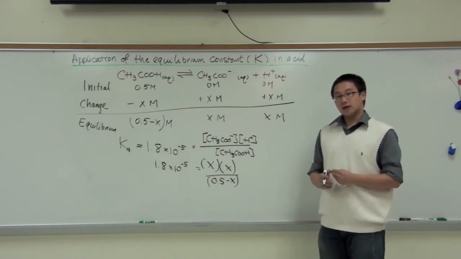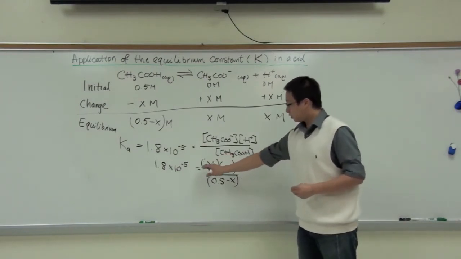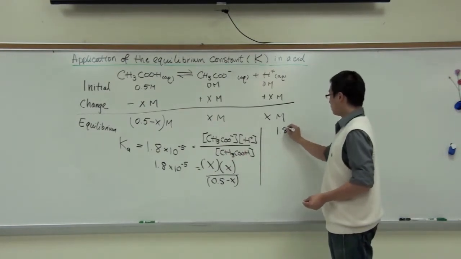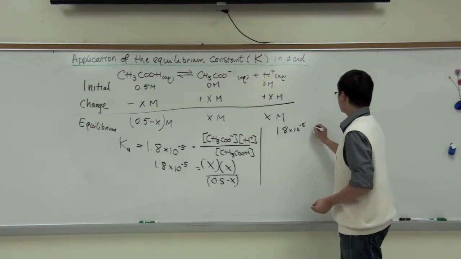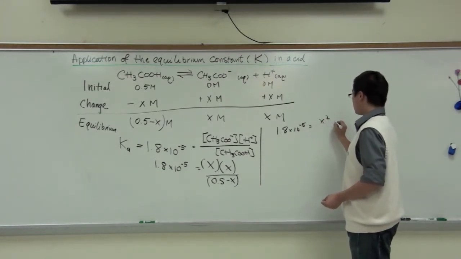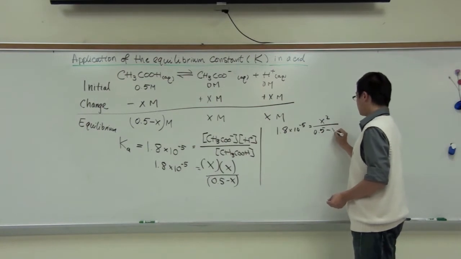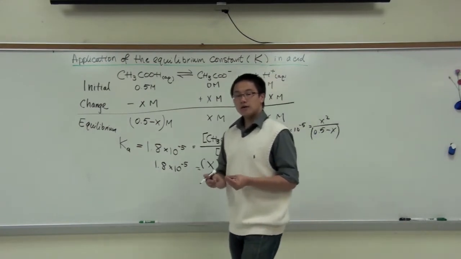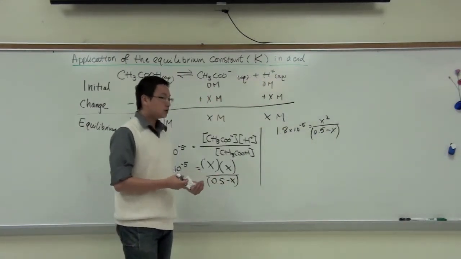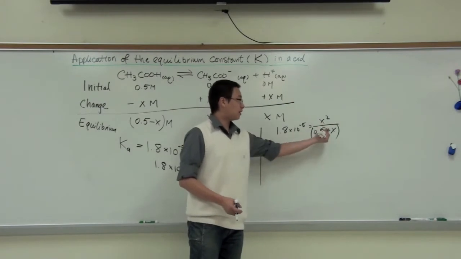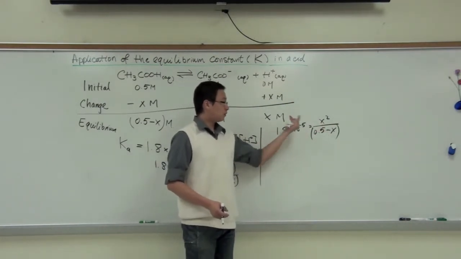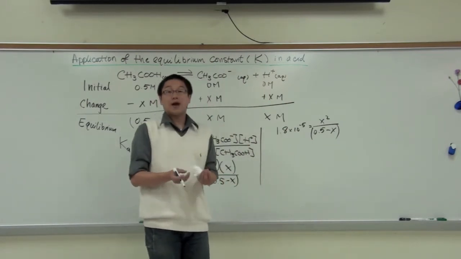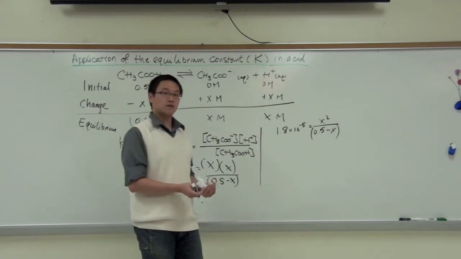Now the second thing is that if we try to solve for x, the next step is going to be 1.8 times 10 to the negative 5 is equal to x squared over 0.5 minus x. And if you think ahead of how to solve this equation, you will multiply 0.5 minus x to both sides of the equation, and then you will solve it like a quadratic equation, and you will end up using a quadratic formula to solve for this.